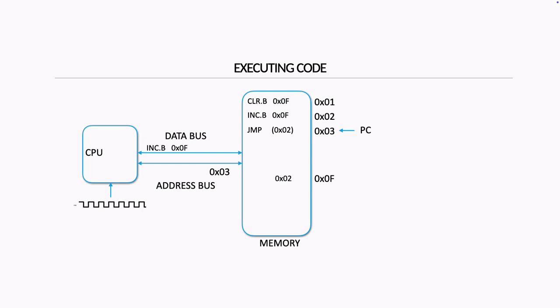The instruction stored at address 02 is loaded into the data bus. The program counter is increased to the next address, pointing to the next instruction. The instruction is decoded and executed by the CPU. The instruction is increase destination address 0f. The value at address 0f is increased. Now we have a value of 2 at address 0f. This process repeats again and again until the process is interrupted. This is an infinite loop.